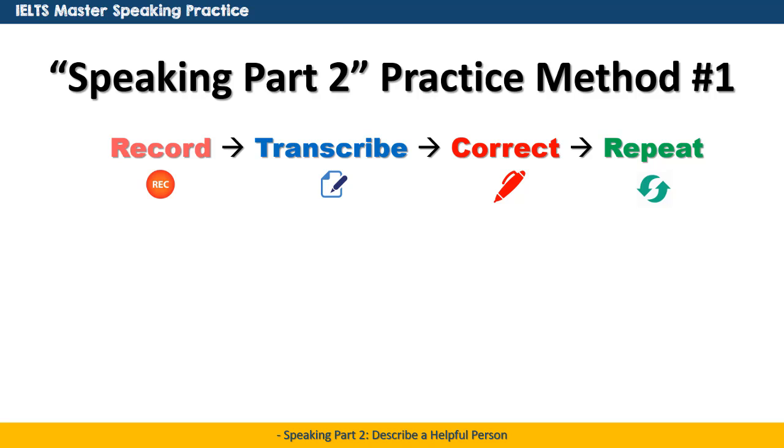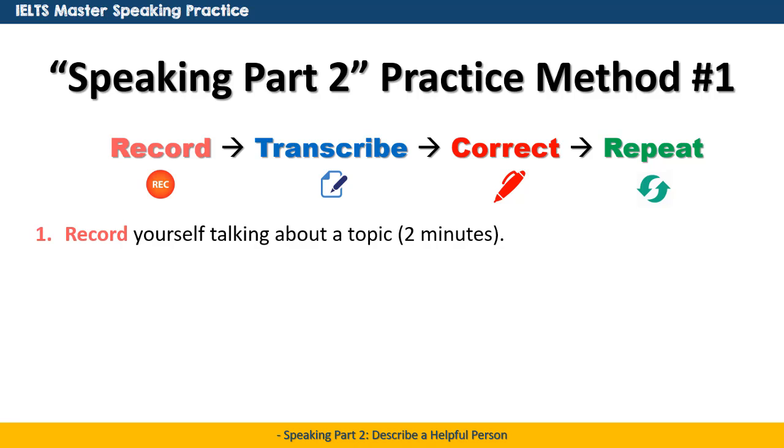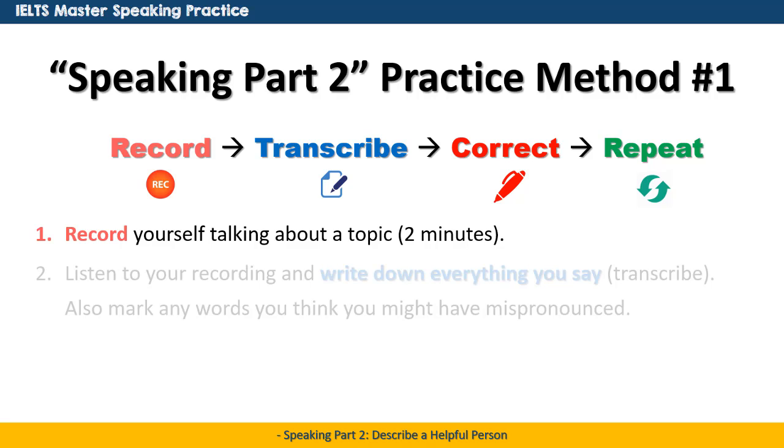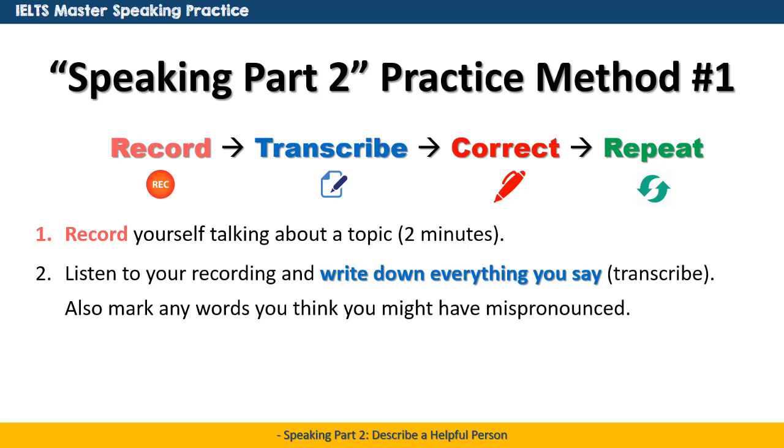Practice method number 1 is record, transcribe, correct, repeat. So first, you'll record yourself talking about a topic, and you can use a cell phone or a computer or any kind of recording device. Then you'll listen to your recording and write down everything you say. This is called transcribing. Also, mark any words you think you might have mispronounced.